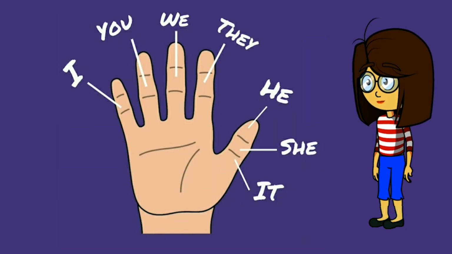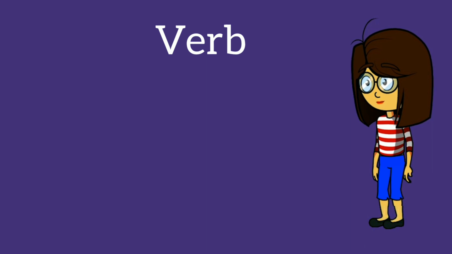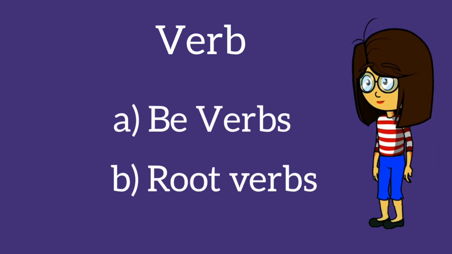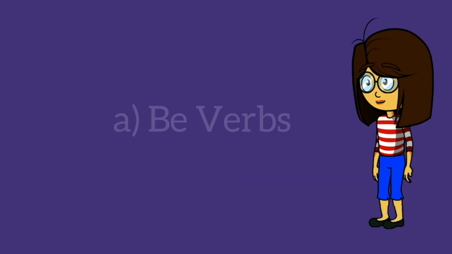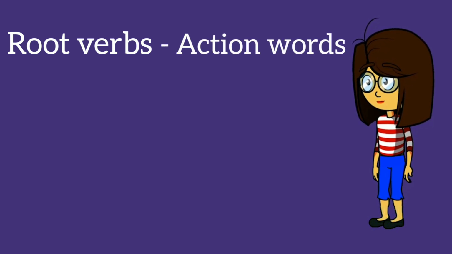We learned about framing our simple sentences with the be verbs. Let us continue from that. As I said earlier, the verb is of two types, that is, be verbs and root verbs. Do you have any idea about what root verbs are? Root verbs are simply the action words.